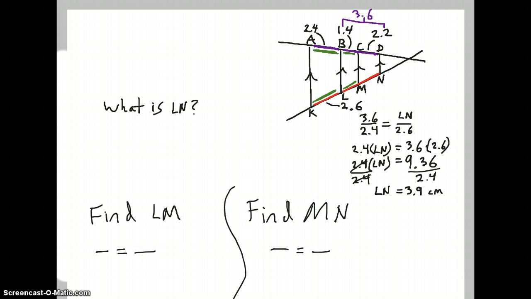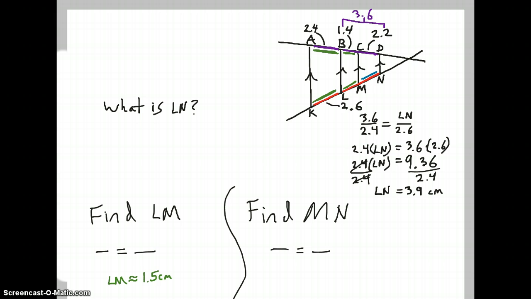You can set up that ratio, and you would eventually get an answer of LM is equal to approximately 1 and 5/10 of a centimeter. Okay, and then be careful with MN. That's up here. Let's use a different color. Let's use the blue. MN right here.